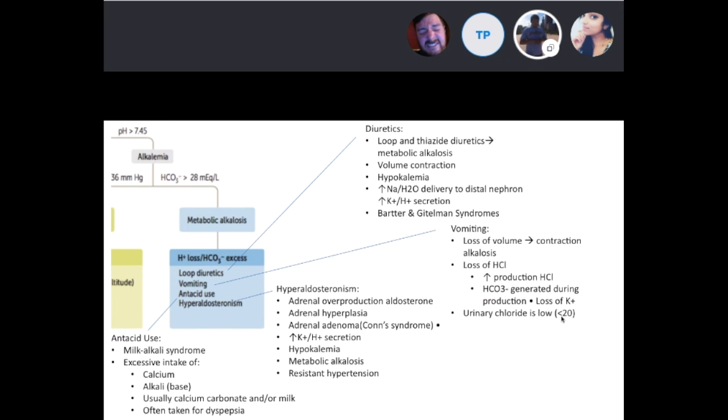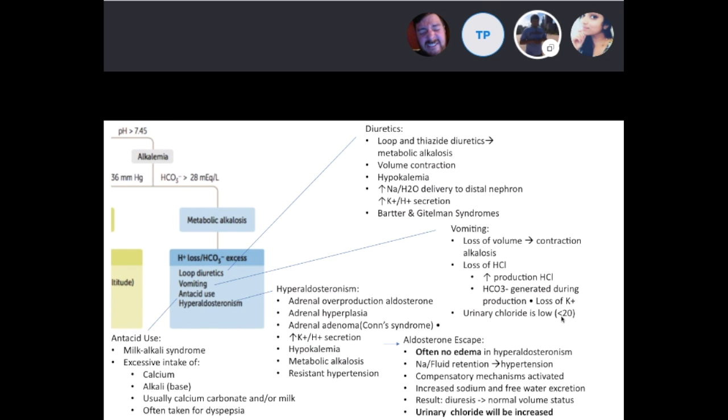With hyperaldosteronism, you either have an adrenal overproduction of aldosterone or you have an adrenal hyperplasia. You can also have an adrenal adenoma, such as Conn syndrome, and this is when you will see an increase in the potassium and hydrogen secretion. You will see hypokalemia, metabolic alkalosis, and resistant hypertension in these patients. And the resistant hypertension is usually in the setting of low potassium.